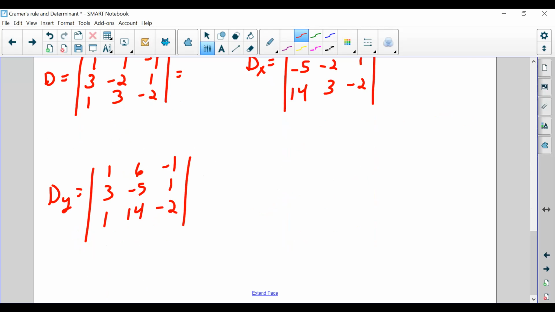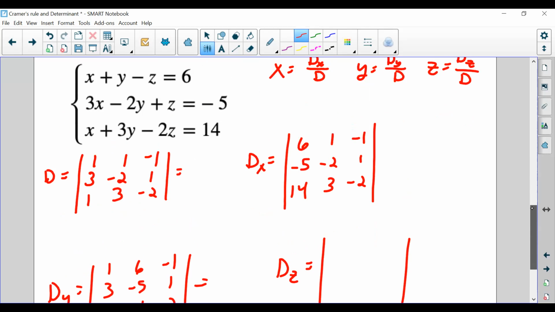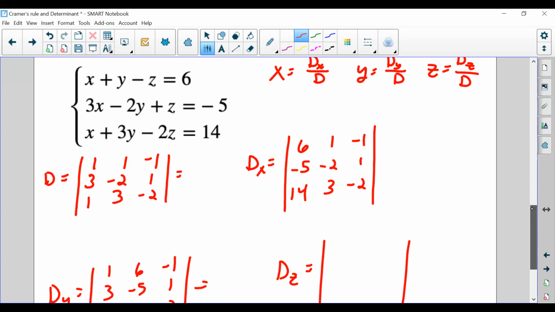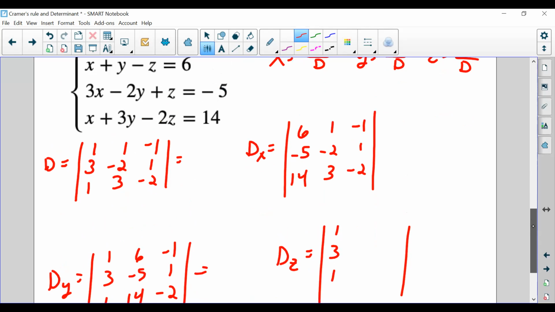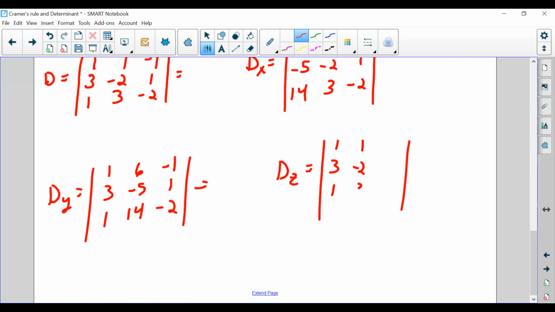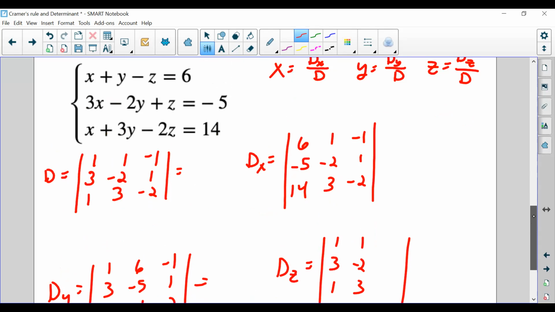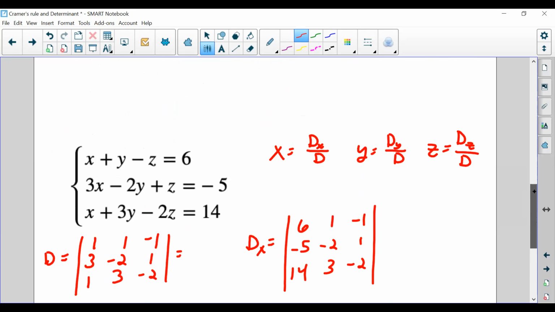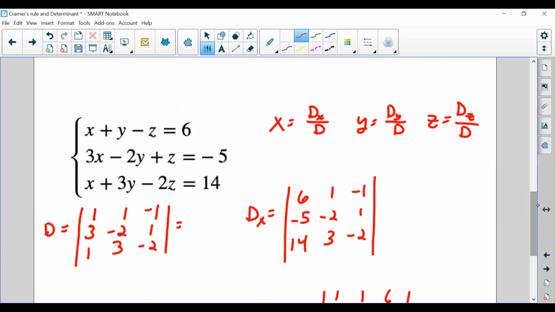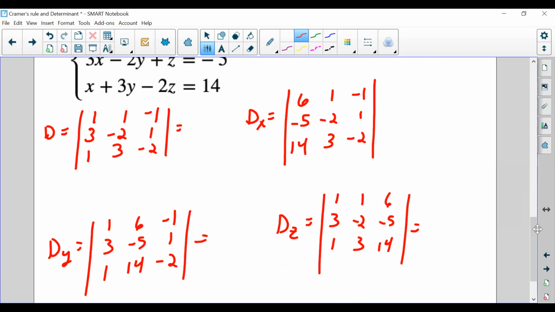And then the last one, which is new, we haven't done yet, d sub z, but you can probably figure out how that's set up. We're just going to replace the z coefficients with the answers this time. So first column, 1, 3, 1. Second column, 1, negative 2, 3. And last column, 6, negative 5, and 14. Then I'll give you a moment to use your calculator to find all of those determinants and then plug into these formulas to get your answers using Cramer's rule.